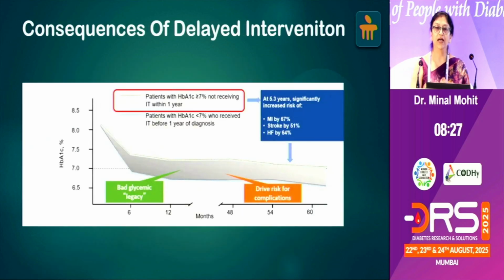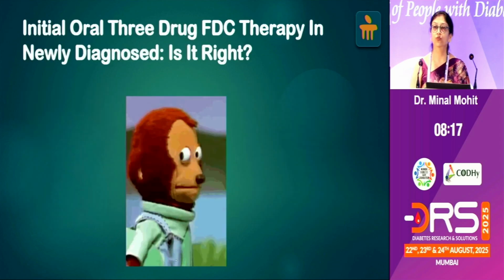Now, as we already discussed, we have known this fact of metabolic memory, the legacy effect. So we want to hit early and hit hard. So what is the FDC? We have already seen, and let's look at why we are looking for FDCs.